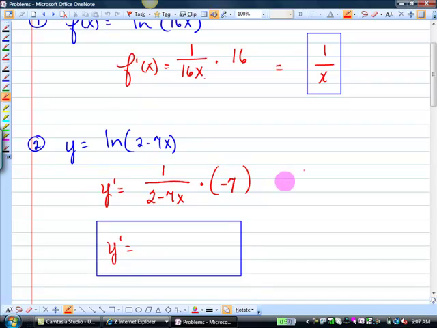So, you know, if you think about it, you think, oh, well, that's negative 7 over 2 minus 7x. MATLAB doesn't like the negative on the top, so put it out in the front and then do your fraction. Again, this would be fine for me on a test, but for MATLAB, I'm just giving you a heads up, they're going to want the negative out front.